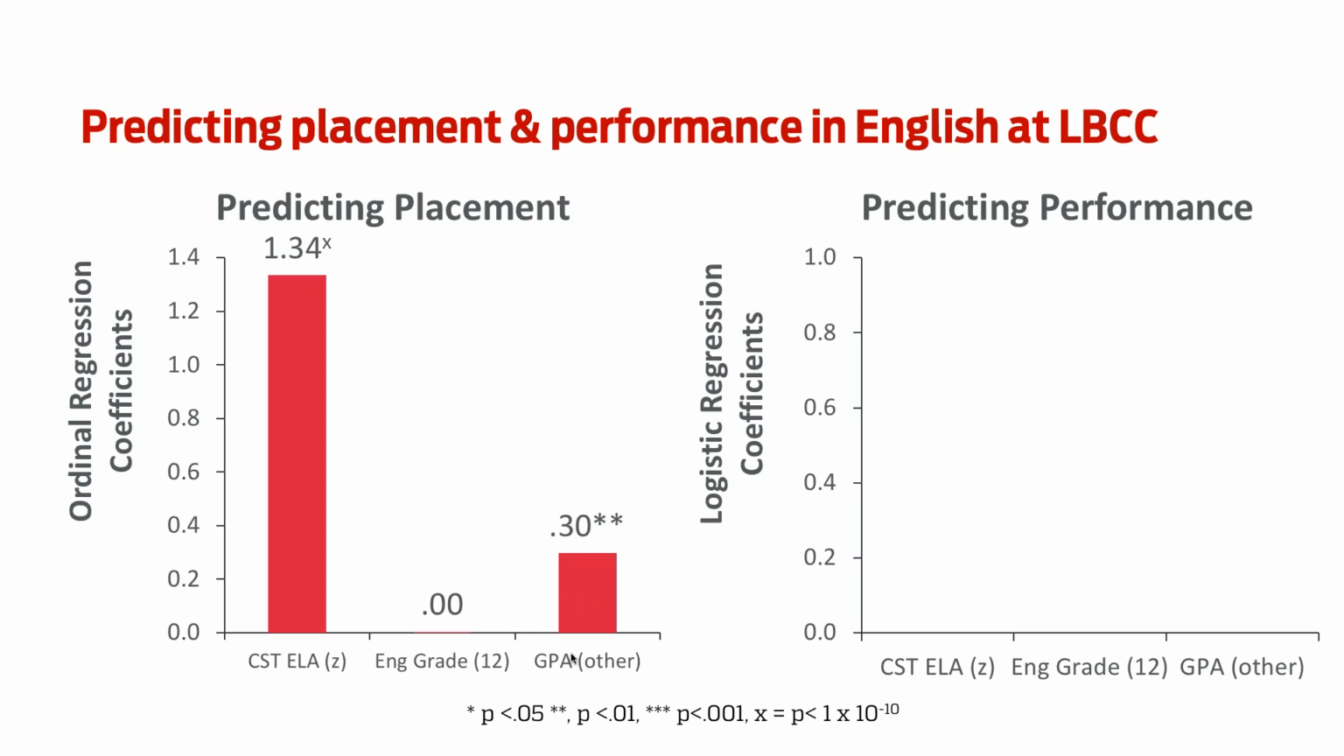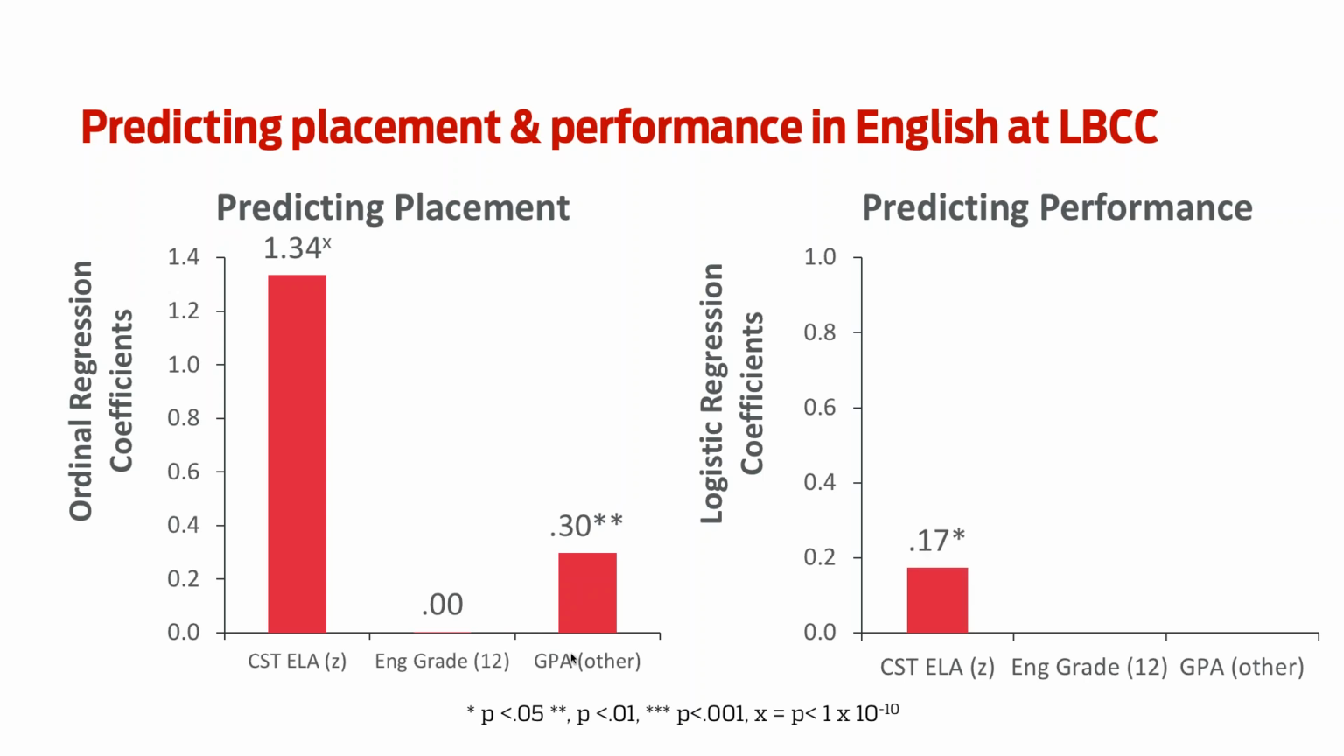And so if the right side of this slide and the left side of this slide match, then we have a well-aligned placement system. The things that are predicting performance are what's predicting placement, so we're much more likely to be getting students into the course that's right for them. But all of you guys are on this webinar, and I'm on this webinar, and I've seen this slide. I can tell you it's not going to match up.